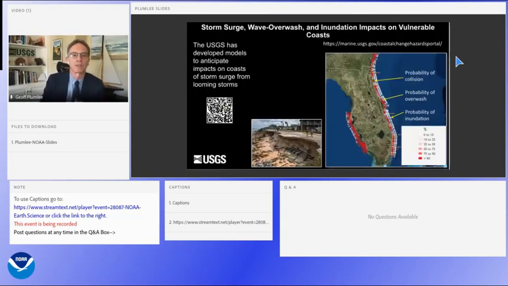Okay, moving into the coastal realm. This is again another area where we have had very strong, longstanding partnerships with NOAA, for which we thank you very much. Looking at, for example, storm surge, wave overwash, and inundation impacts on vulnerable coasts. And you can see what we call the Bacon map. This is the Bacon strip map on the right, which was done for an actual storm where we can actually predict the probability of inundation, which is the outer one, probability of wave overwash, and then probability of collision. And we very much make use of NOAA models as we're feeding into that.